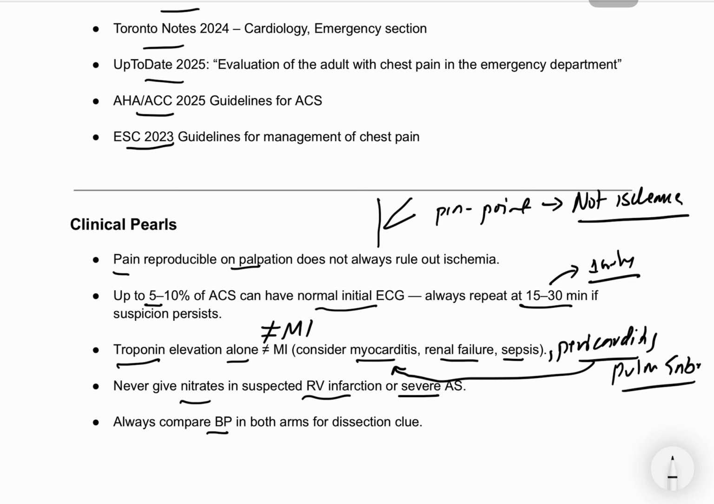Always compare BP in both hands for dissection. Okay, if you suspect dissection, then you have to do this, or otherwise you have to make a protocol to take BP in both arms whenever a patient comes with a severe type of chest pain, because we never know, the patient might have aortic dissection as well.